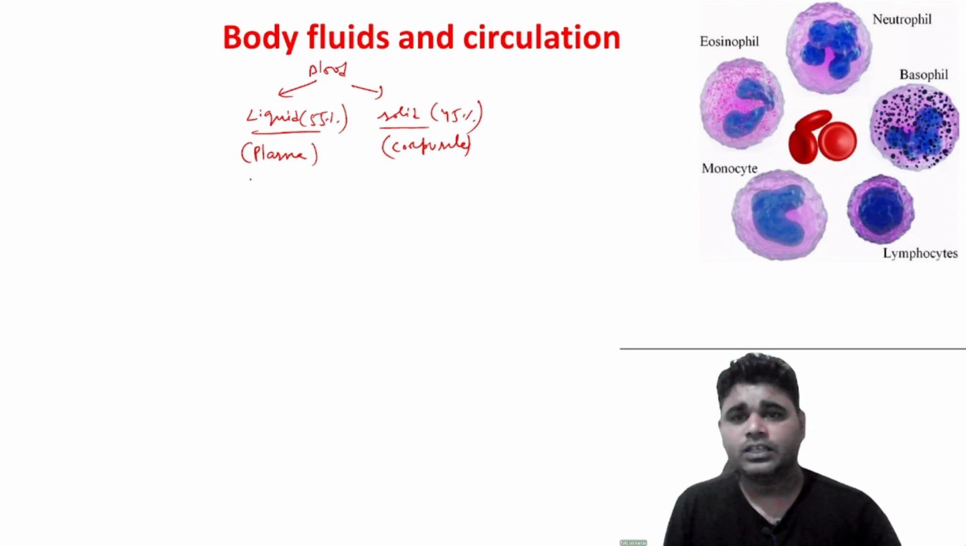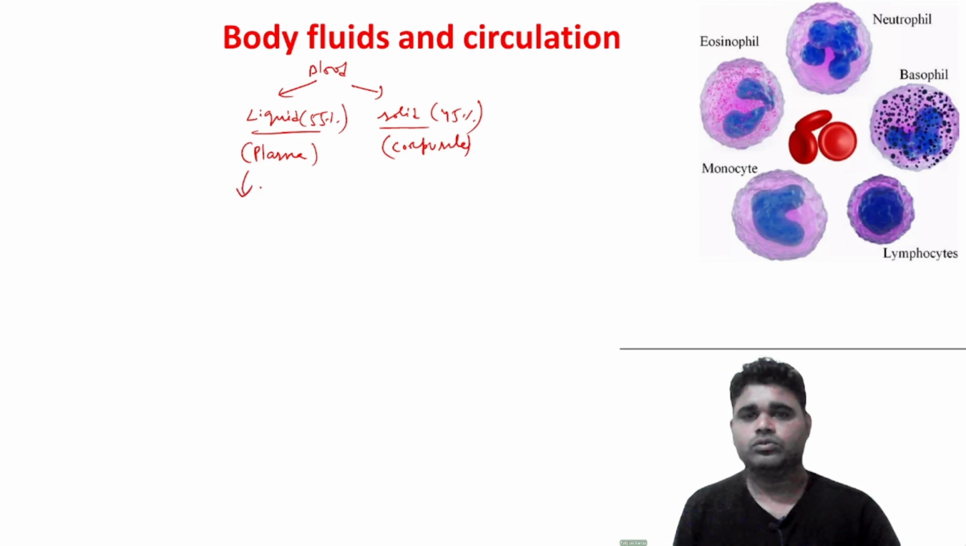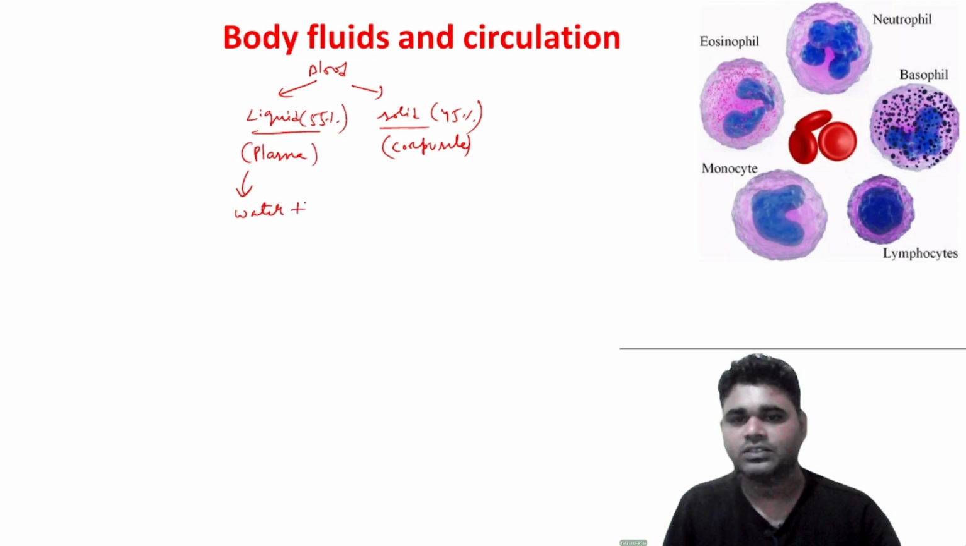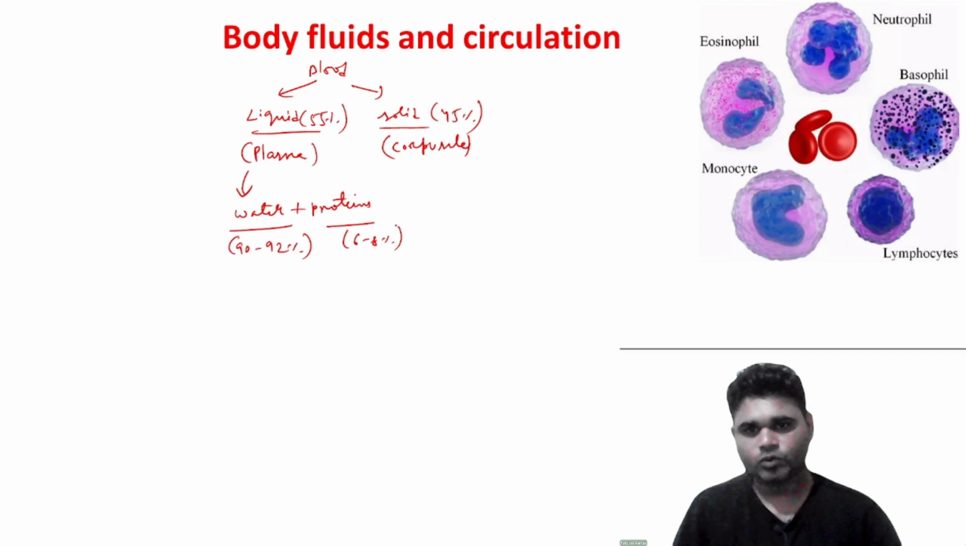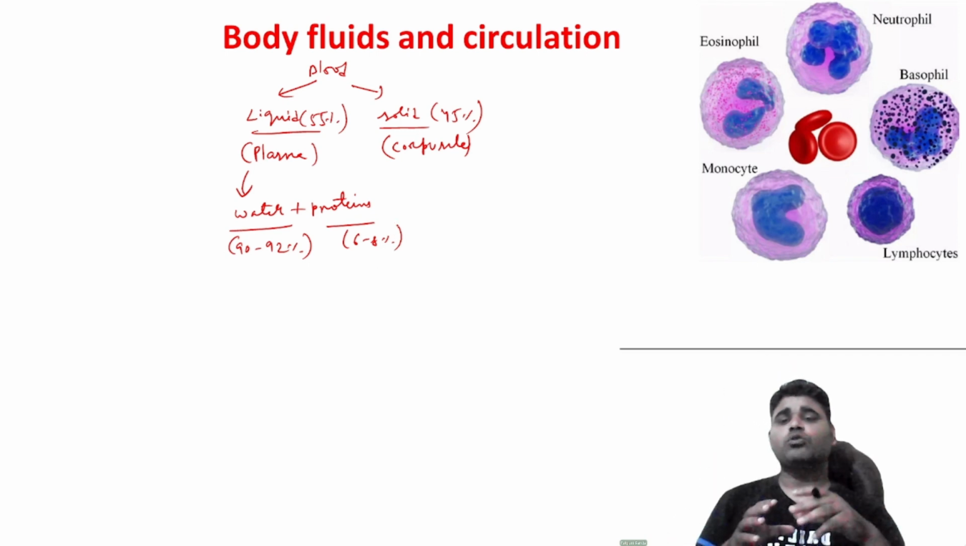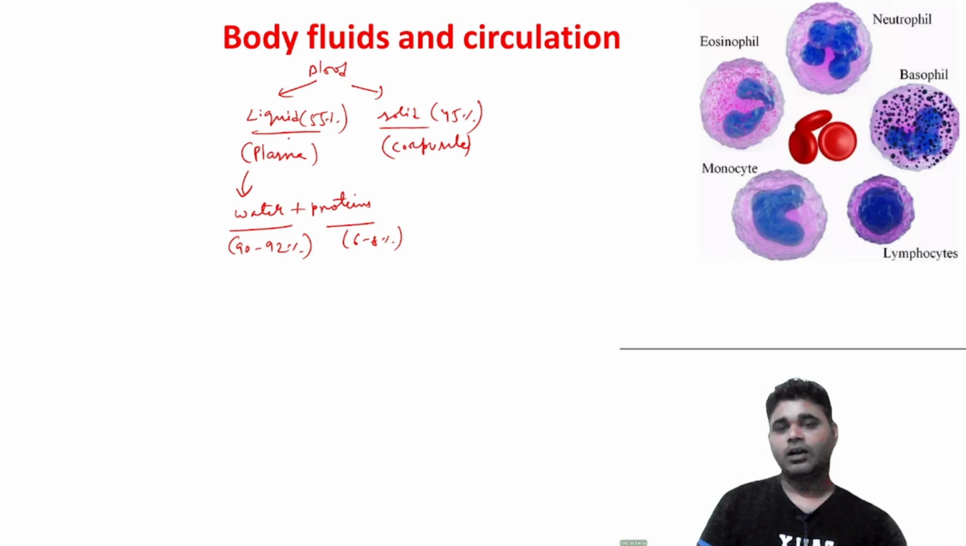Okay. So if you study the structure of the plasma, you will know that the plasma constitutes water plus proteins. This water is 92%, while the proteins are 6 to 8%. So that means these proteins are dissolved in this water, and now we can call that the plasma. So this is very important, proteins are present.